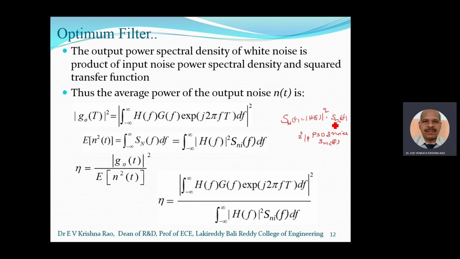So this is the property: multiplying with the squared magnitude of the transfer function, we will get the output power spectral density. So we integrate that, we will get the noise power. This is what the integration is. The ratio of these two, the signal power by noise power, can be written simply like this. This is expressed in terms of power spectral density because it's a Gaussian noise.